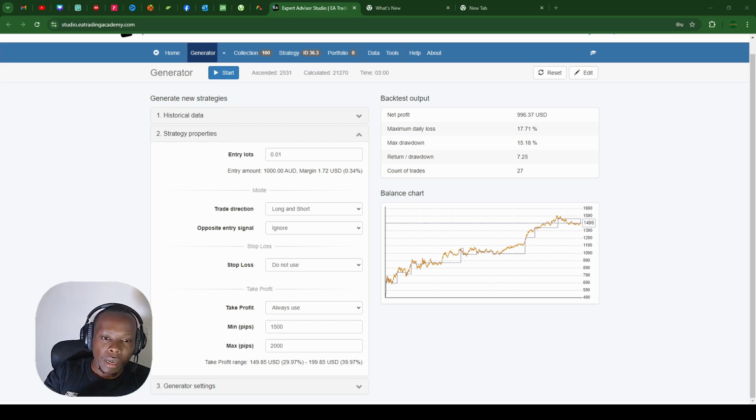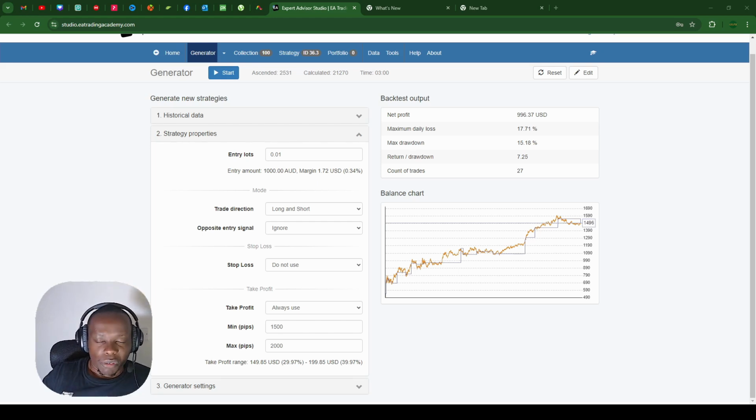If I deployed, let's say, H4, H1, or M30 data, you will see the drawdown increase. Why? There are very many movements within the 1 hour as compared to the daily. Daily is slower compared to the 1 hour, meaning the results you're seeing here could be exaggerated when I go to the H1. Maybe the profits would have been above $1,000. Maybe it would have been in loss. I mean, nobody knows anything.